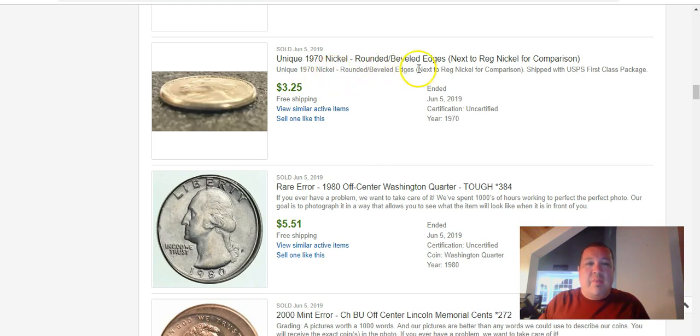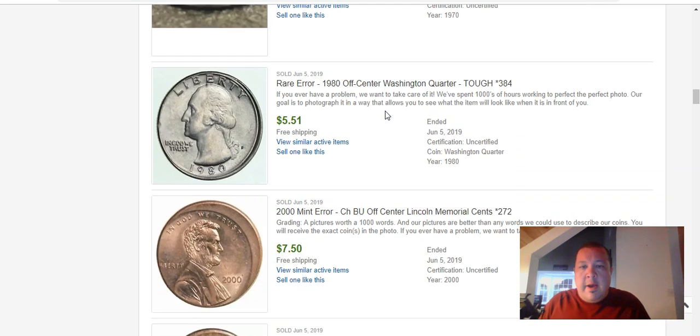All right, so same with this one. Unique 1970 rounded beveled edges. So that's either a spooned coin, spooned as in someone was just playing around with it and hammering the edges, to make jewelry possibly. People like to do those garage experiments. This one right here, a 1980 off-center Washington quarter.